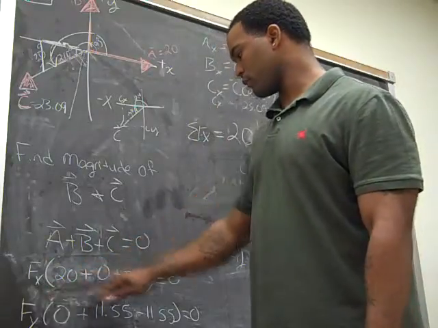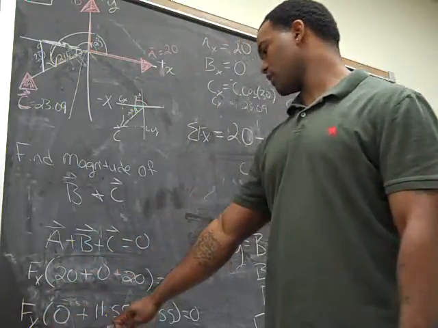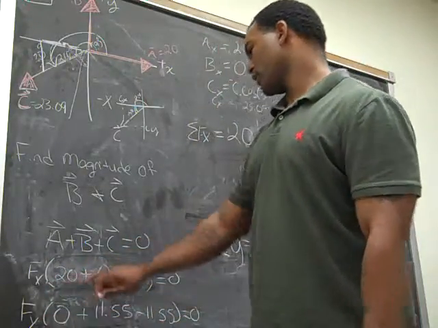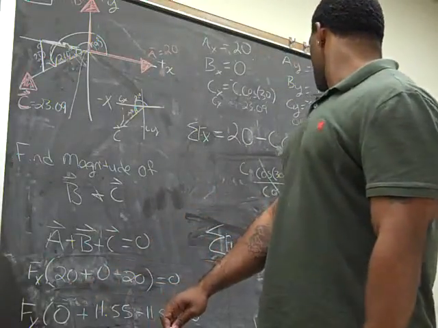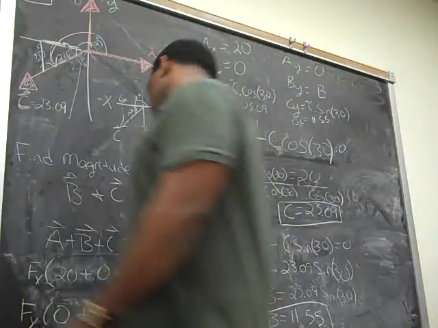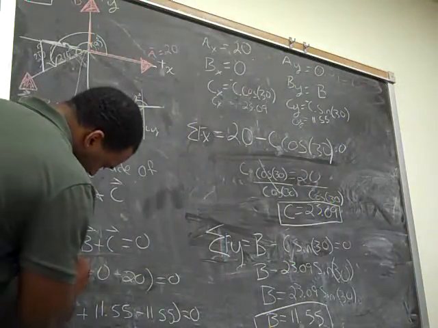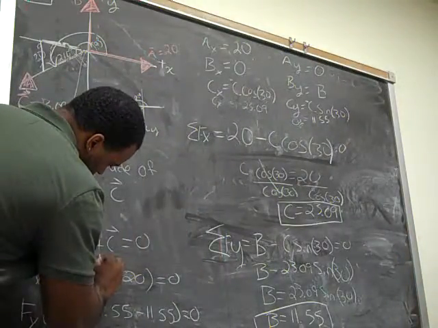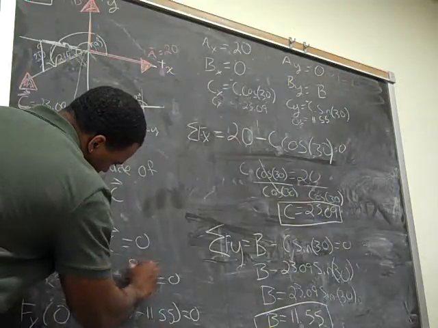Once you find the magnitude of C and B, then you can add all of the forces together for each X and Y component. So this was AX. This is your bar right here. AX, BX, CX.